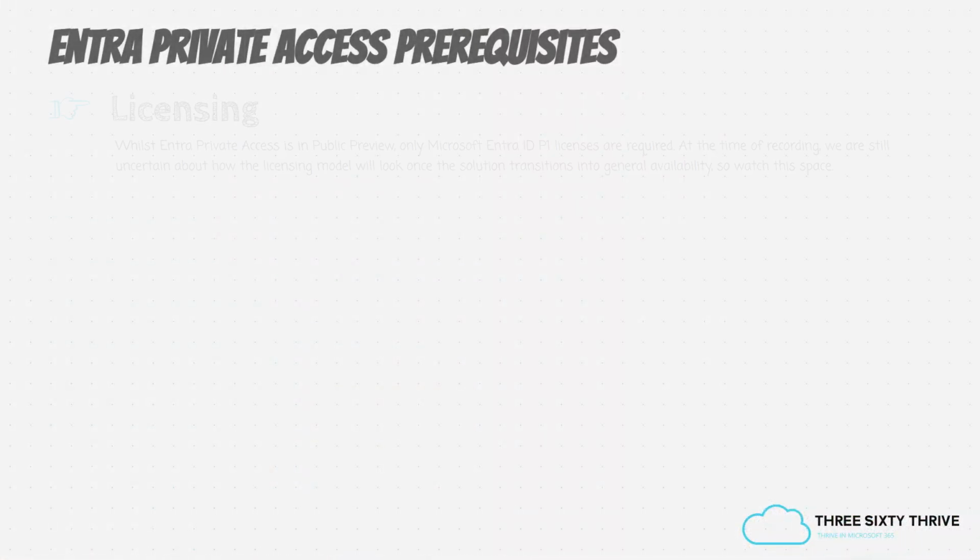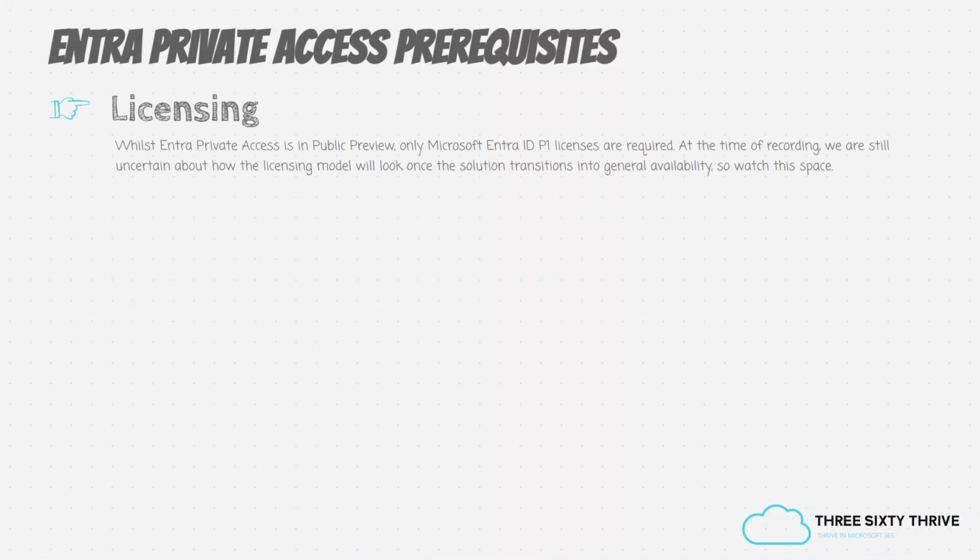Now that we all have an initial understanding of the Microsoft Entra Private Access solution, let's now take a look at the prerequisites for it. So, starting with licensing requirements for Entra Private Access. Whilst the feature is in public preview, as it is today, only a Microsoft Entra ID P1 license type is required. We are still uncertain about how the licensing model will look once the solution transitions into general availability though, so I'd recommend that you keep up to date in this area as it all could change.